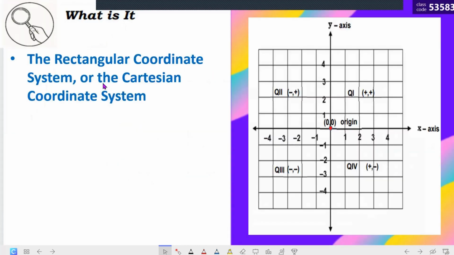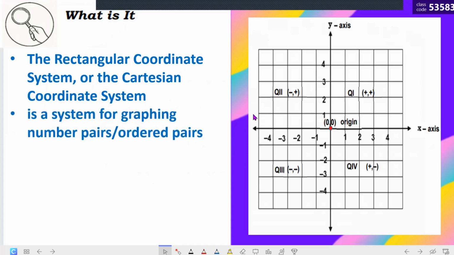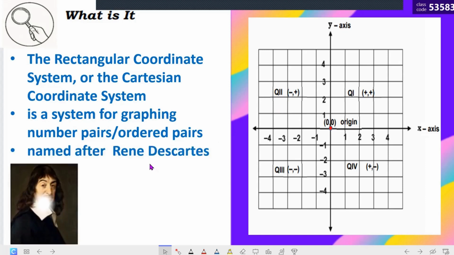The rectangular coordinate system or the Cartesian coordinate system is shown here on the right side of our slide. It is a system for graphing number pairs or ordered pairs. So this is what we are using when we graph information, and we indicate the location or position of a point. It is named after René Descartes, and his picture is shown below.